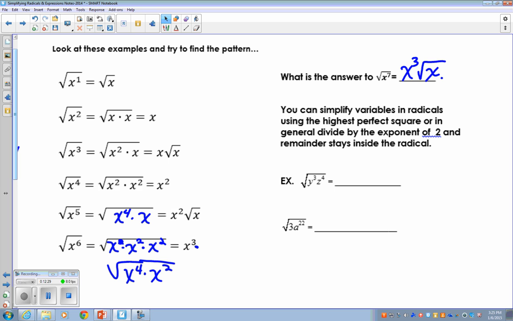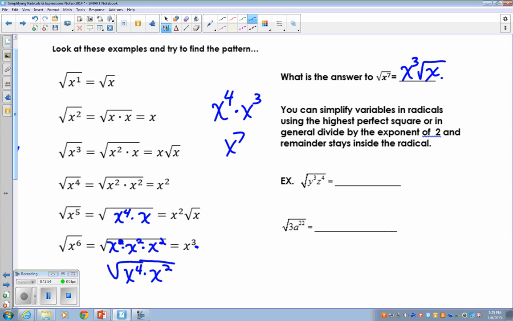I'd use previous ones. Like I know what x to the fourth is. It's x squared. And then if I'm going to have an x to the fourth compared to x to the seventh, that means I have a 4 plus 3, right? 3 more. 4 and 3 is 7, right? So if I had x to the fourth times x to the third, that would give me x to the seventh, because 4 plus 3 is 7, right?